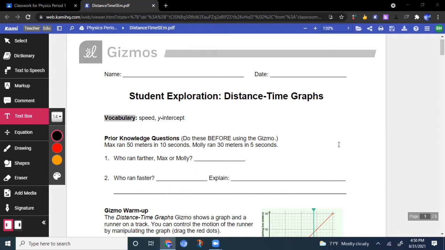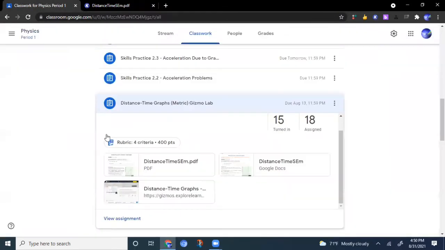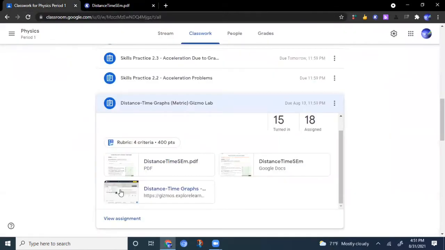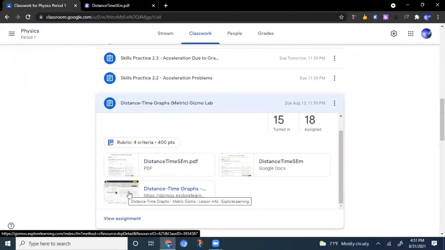Let's begin. The first thing we need to do is make sure that we are calling up the Gizmo activity. We can find this located in Google Classroom, either the PDF or the Google Doc version. I currently have the PDF version opened up in a Cami editing tool to allow me to write on this PDF. The next thing we need to do is click on the distance time gizmo graph.